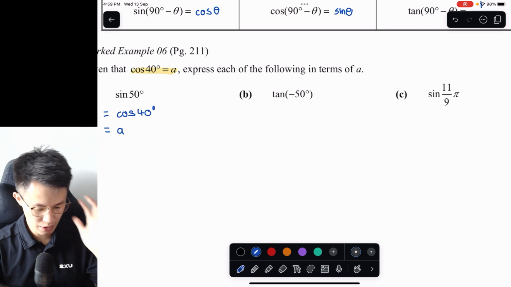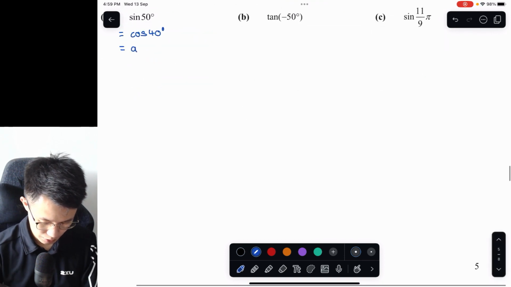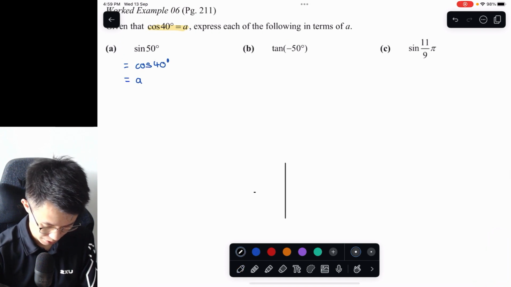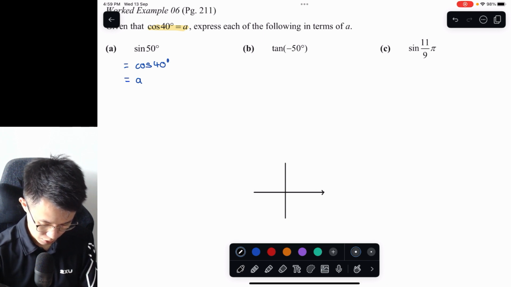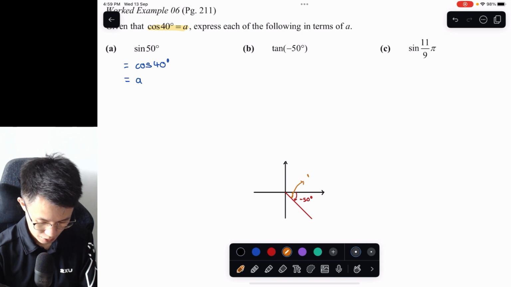Okay, moving on to the next one, which is tangent negative 50 degrees. We have actually learned that for negative angles, we need the help of the quadrants now. So if I draw a quadrant and we want to find where negative 50 degrees is, it's actually lying in the 4th quadrant, and this angle here is negative 50 degrees. And with that, we can say that the basic angle here is also 50 degrees.